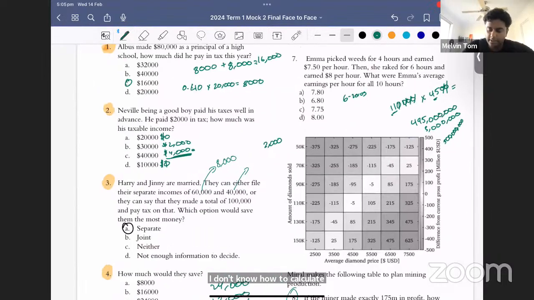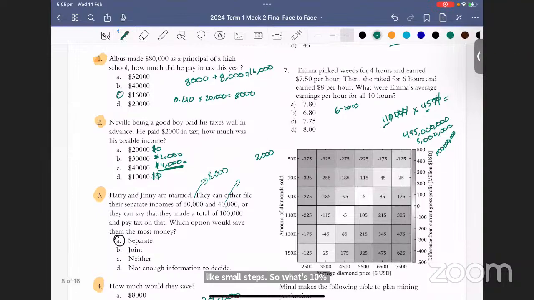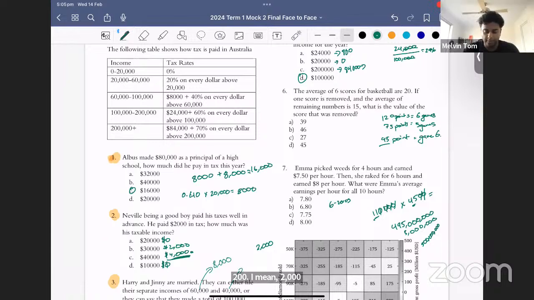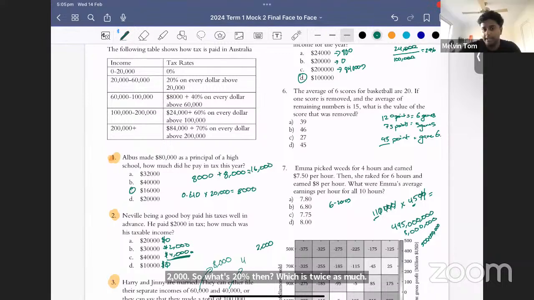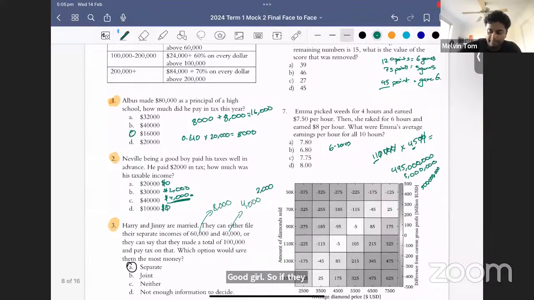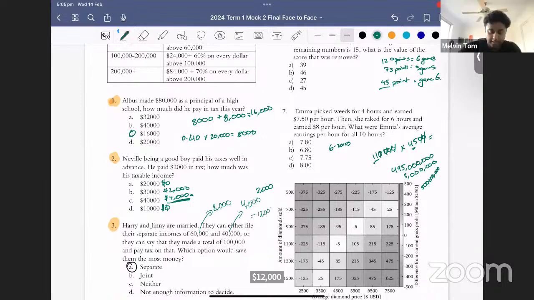Yeah, so basically all you have to do, Kavya, is break it down into small steps. So what's 10% of 20,000? 2,000. So what's 20% then, which is twice as much? Twice 2,000 is 4,000. Good girl. So if they pay separately, they pay a total of how many thousand? $12,000. Do you understand?